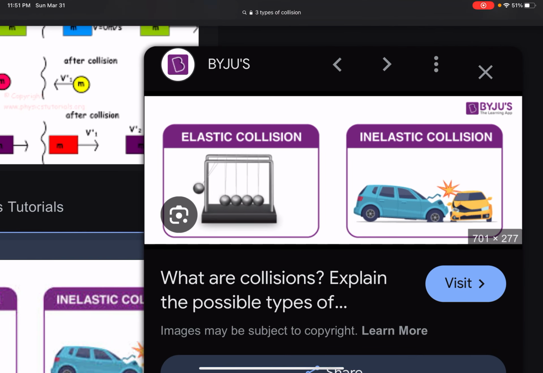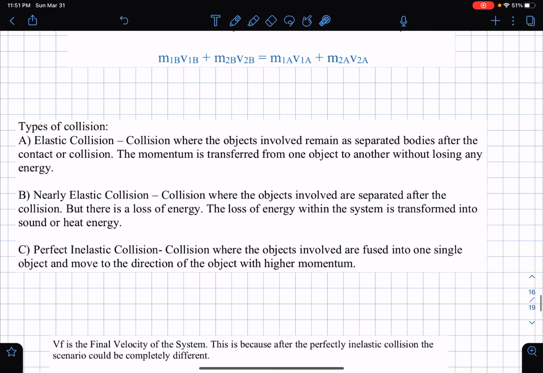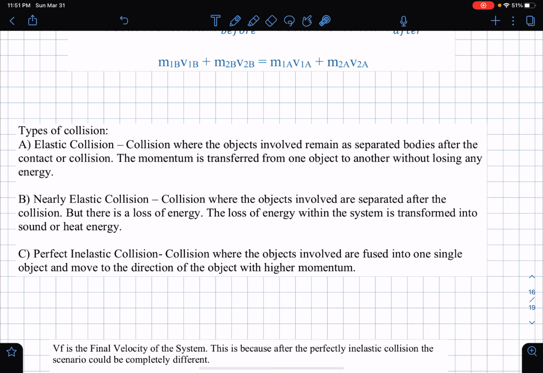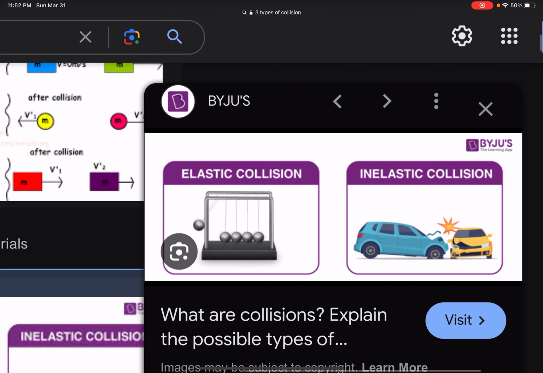So, for elastic collision, I suppose there's elasticity involved. According to this, objects remain as separate bodies after the contact or the collision. Momentum is transferred from one object to another without losing any energy. So this is a given: energy is not lost. That is mentioned by the impulse momentum theorem. So yes, momentum is transferred. It makes sense.